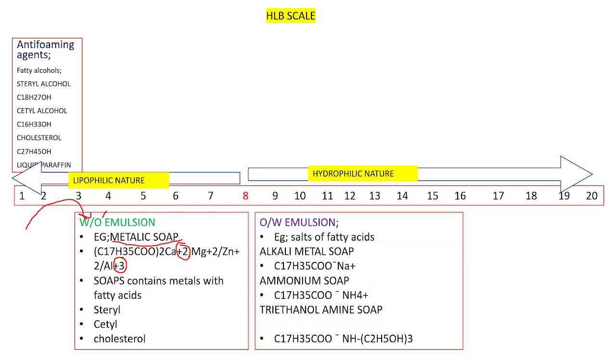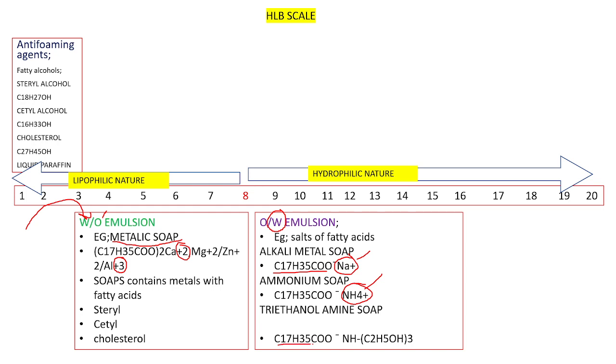Next, it comes to oil in water. If water is the continuous phase, then we need to select water soluble surfactants, nothing but hydrophilic surfactants. What are those hydrophilic surfactants? Monovalent metal soaps, nothing but sodium, potassium or ammonium. This is a fatty acid; these are the salts of fatty acids. Next one is triethanolamine.